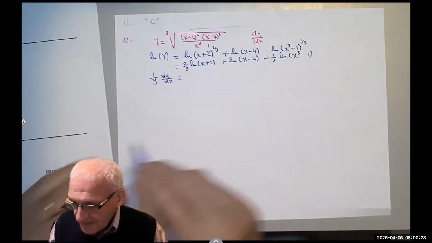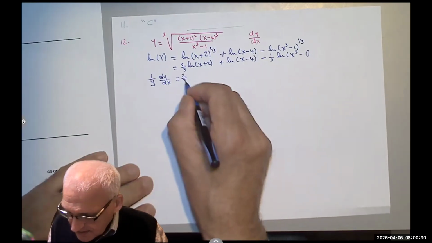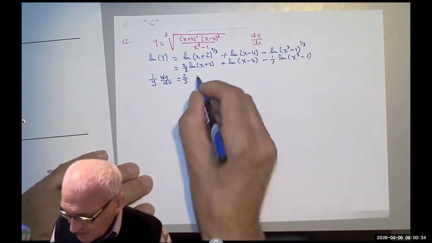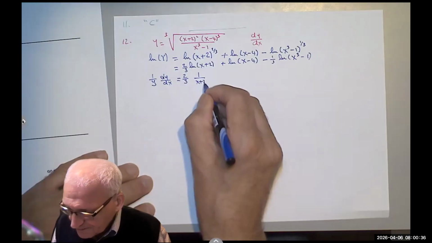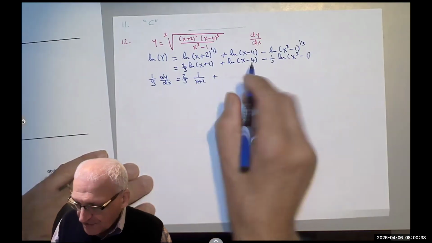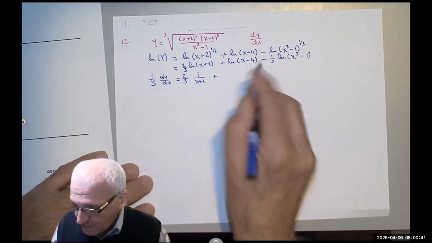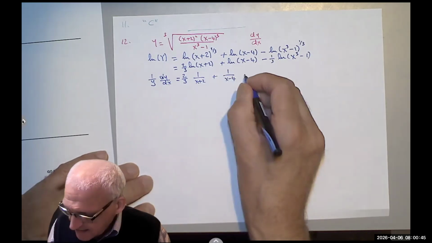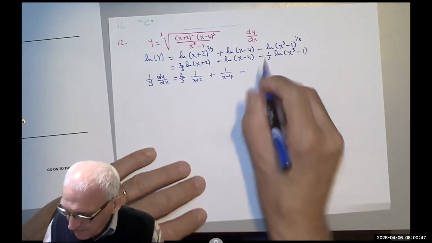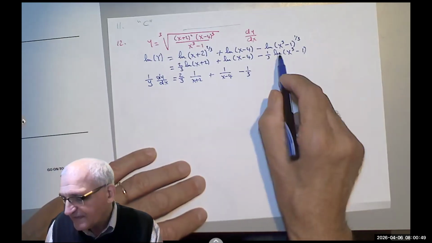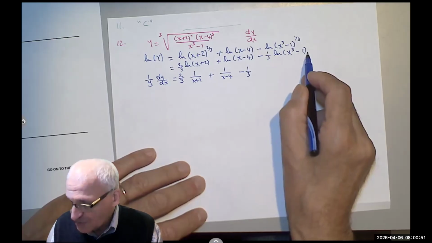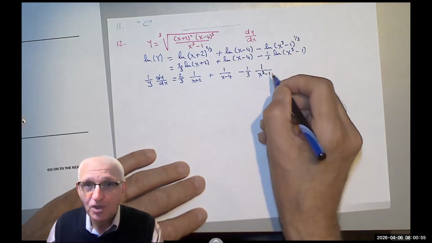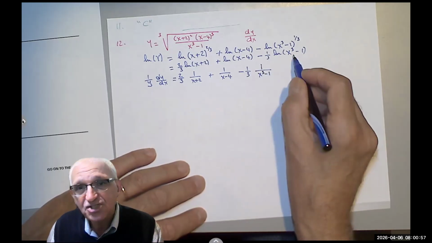Equals 2/3, which is a constant. The derivative of natural log of x plus 2 is 1 over x plus 2, plus the derivative of natural log of x minus 4, which is 1 over x minus 4, minus the derivative of natural log of x cubed minus 1, which is 1 over x cubed minus 1. Don't stop here because you have to apply the chain rule.